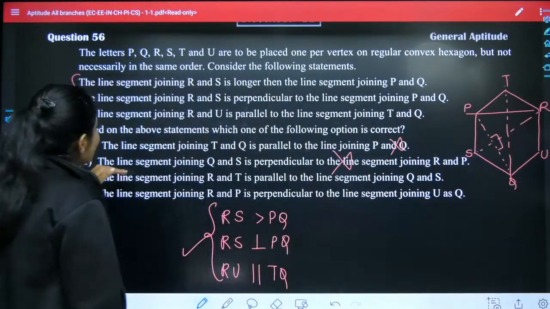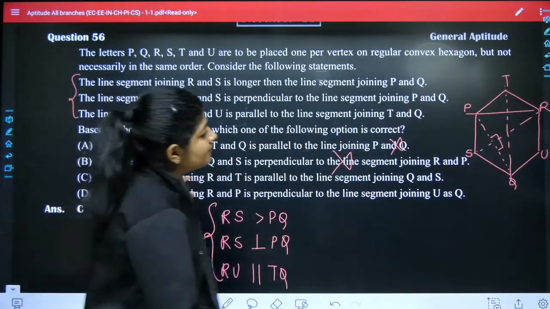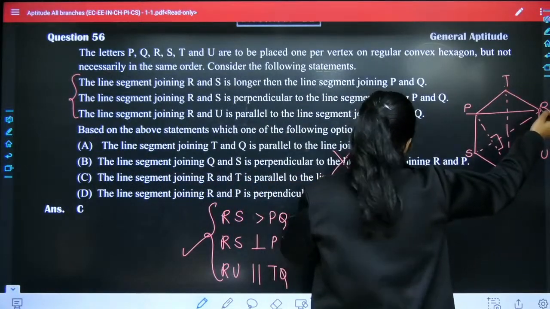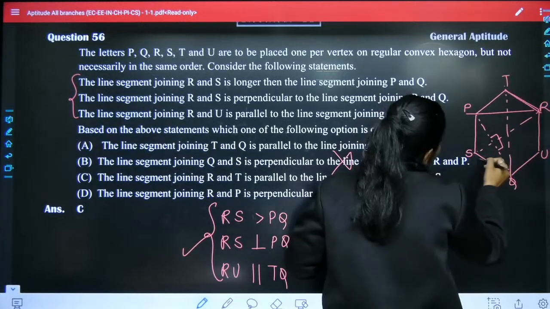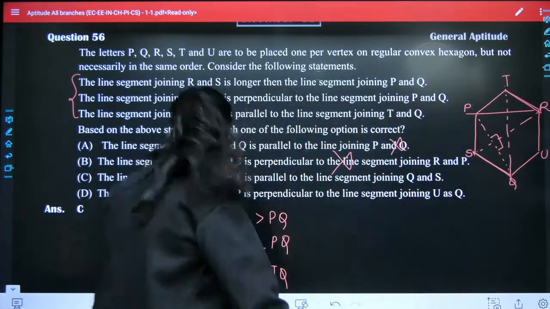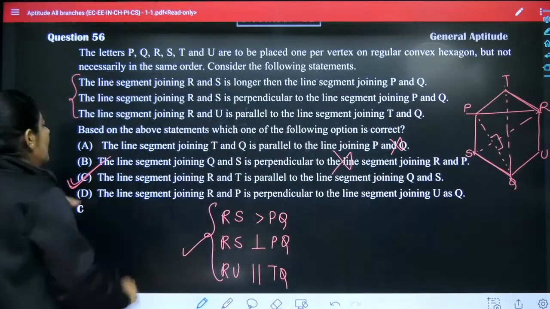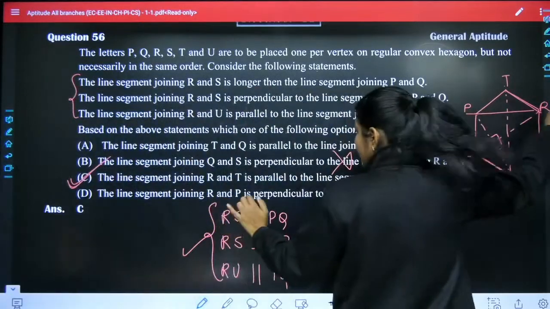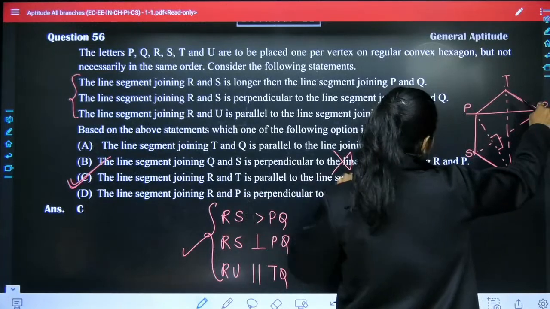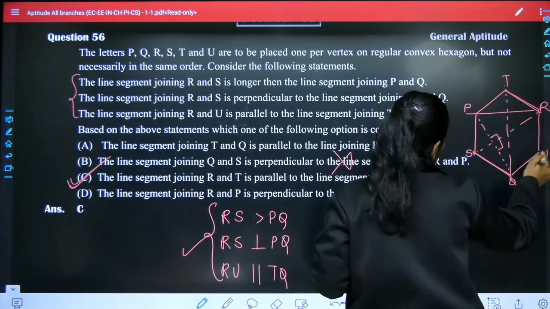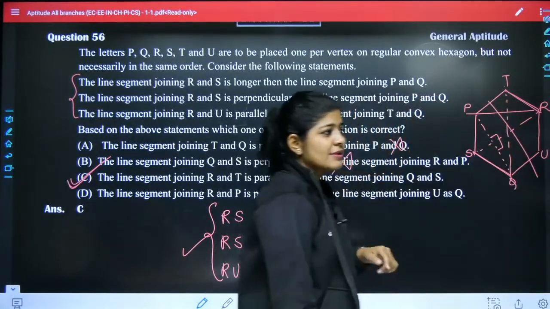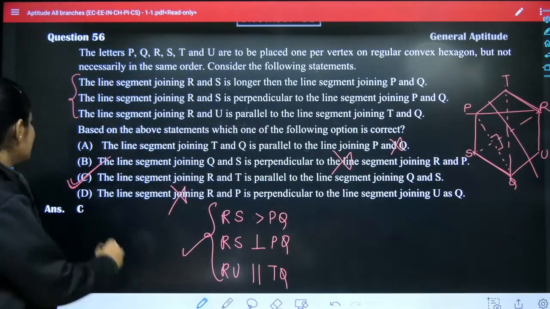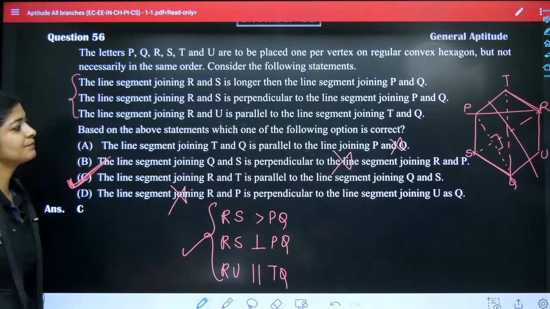Third option is the line segment joining RT is parallel to the line segment QS. Yes, this segment and this segment are parallel to each other. That means option C is correct. The last option, the line segment joining RP is perpendicular to the line segment QS. No, this is not perpendicular. That means this option is also eliminated. So the correct answer is option C.